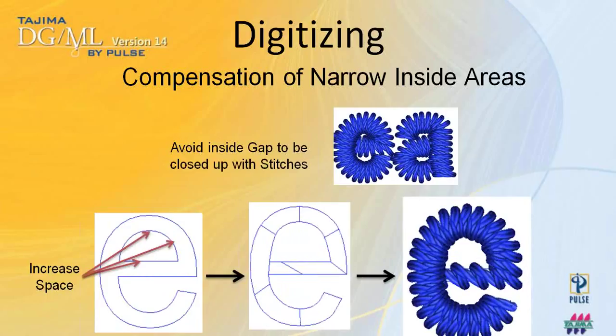On this slide, you see what I was mentioning before, the cramping of stitches in very small open gaps, like what you see here on the letter E and on the letter A. Basically, this will be like a knot of stitches here when you embroider this out. So again, what you need to do is to increase the inside space, and you will have as a result a recognizable lowercase letter E that this example shows.